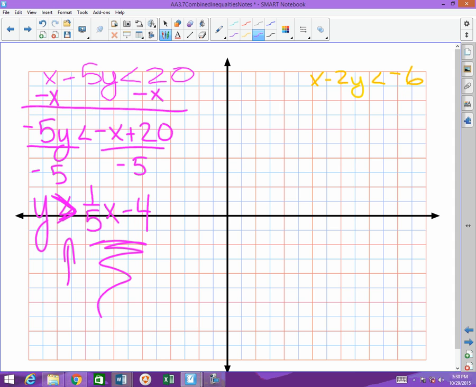So we have 1/5 x minus 4. Down here is negative 4. The slope is 1/5, which is up 1 and over 5, and up 1 and over 5 again. And we can go down 1 and over 5, and down 1 and over 5 again. And we have our line.